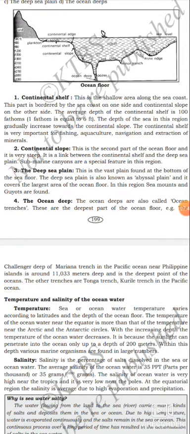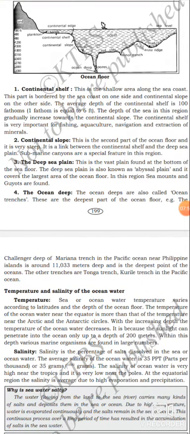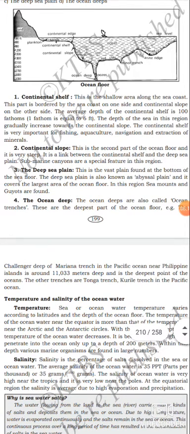The part bordered by the sea coast on one side and a continental slope on the other side. The average depth of the continental shelf is 100 fathoms. 1 fathom is equal to 6 feet. Listen, the average depth of continental shelf is how many fathoms? 100 fathoms. 1 fathom is equal to how many feet? 6 feet. Got it? The depth of the sea in this region gradually increases towards the continental slope.